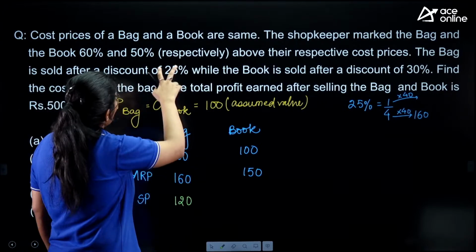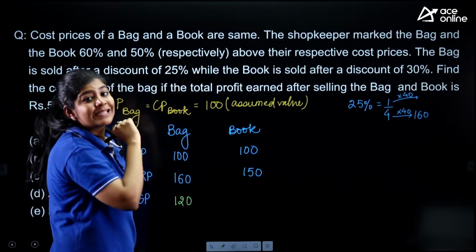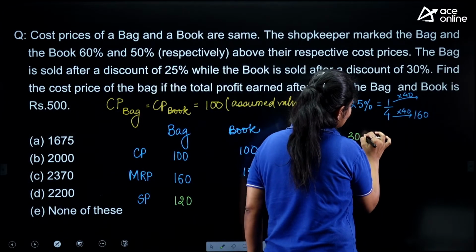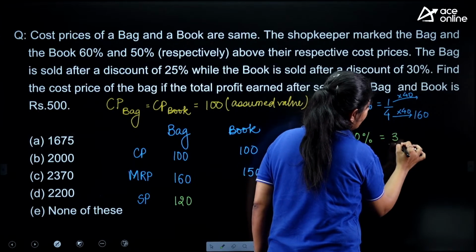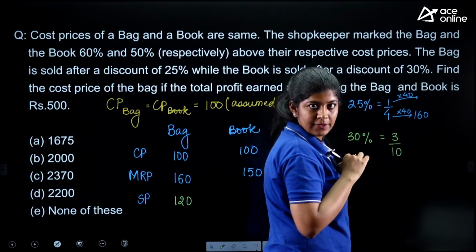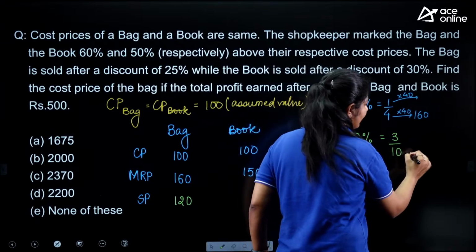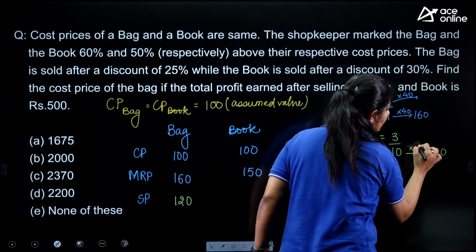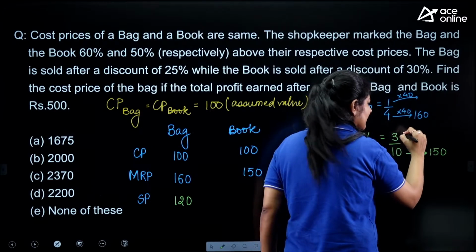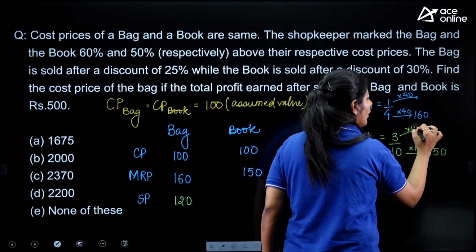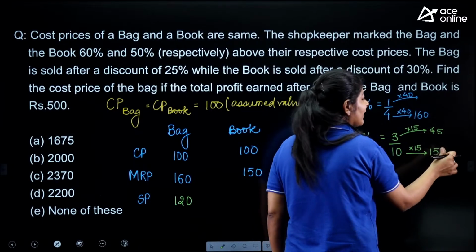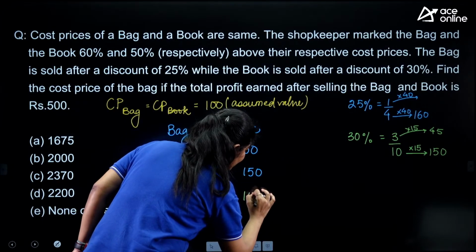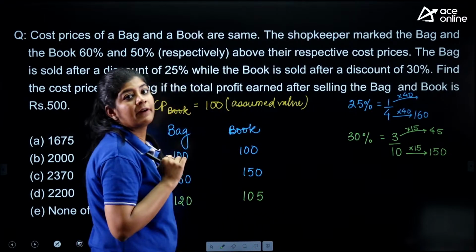Now, on the book, he is giving a discount of 30%. 30% can be written as 3 by 10. Now, the value of 10 is 150. That means it is a multiple of 15. So we are giving a discount of 45 rupees on 150. That means the selling price is 105.